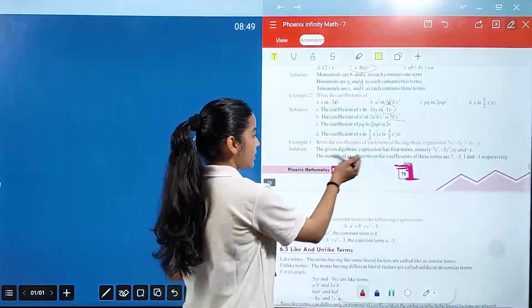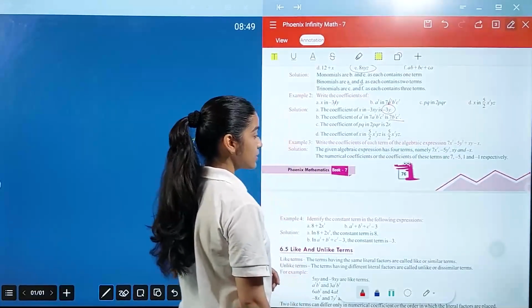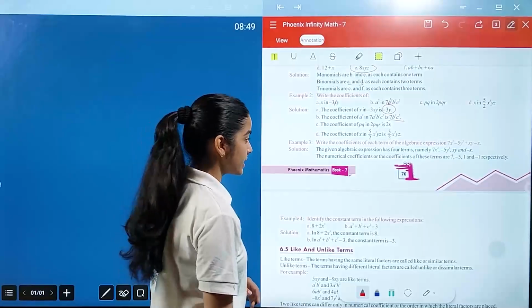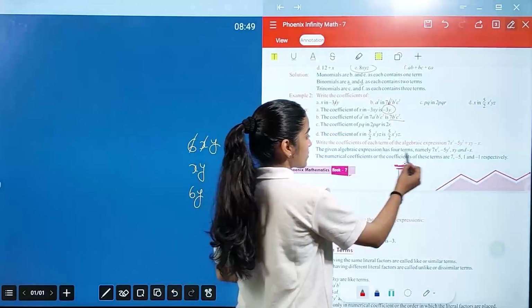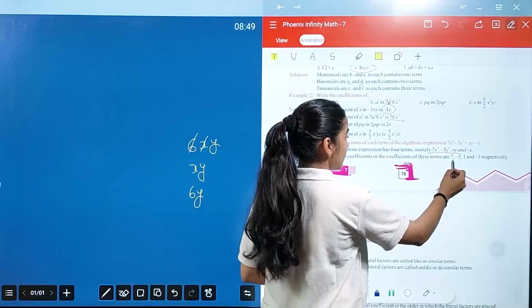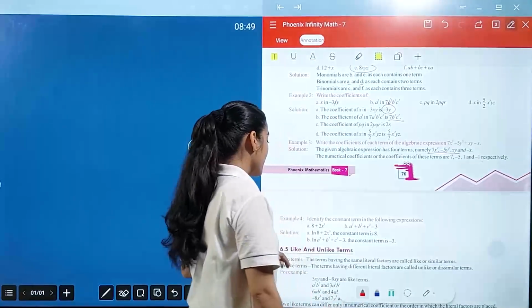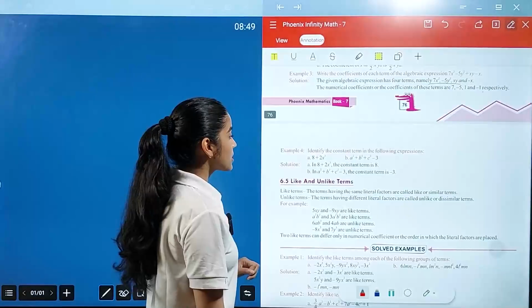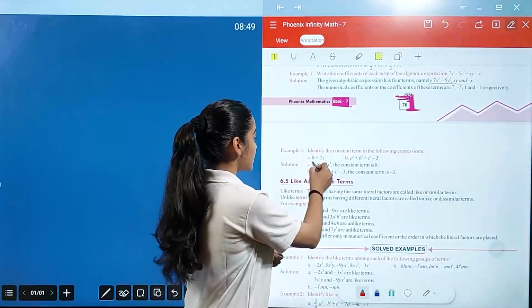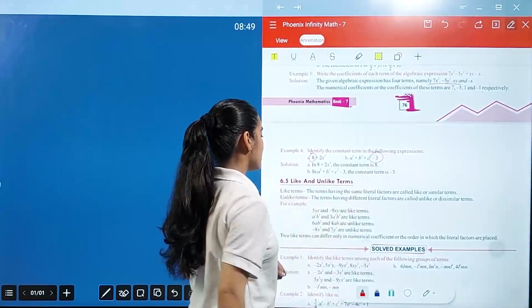Now write the coefficient of each term of the algebraic expression 7x square minus 5y square plus xy minus x. The numerical coefficients of these terms are 7, minus 5, 1 and minus 1 respectively. Now identify the constant term in the following. 8 is the constant term in this expression, and minus 3 is the constant term in the other.